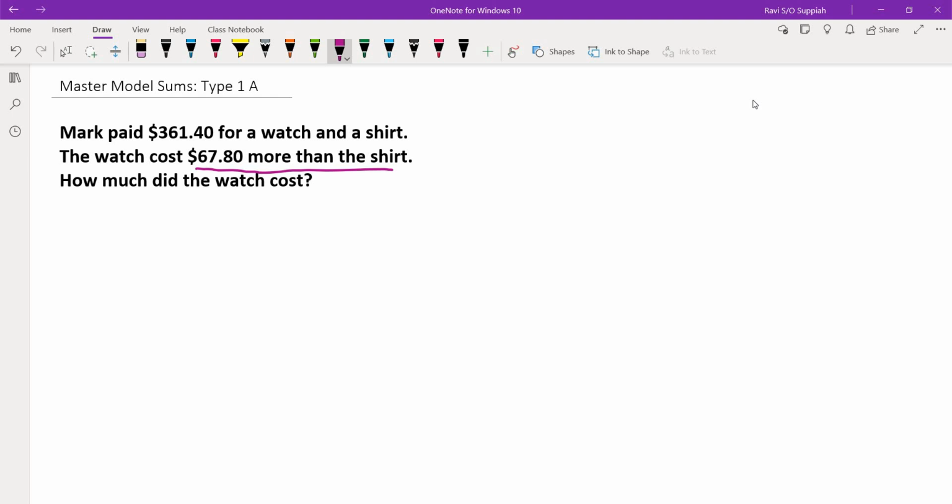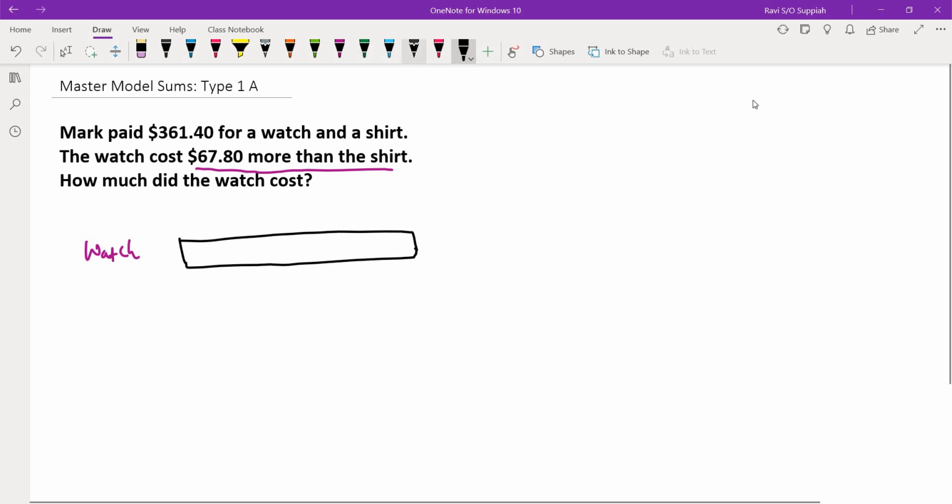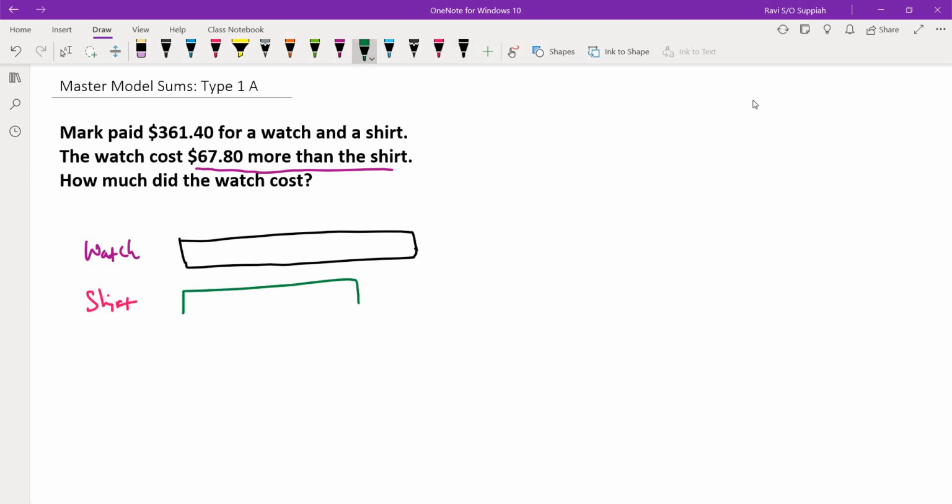Alright, so when we draw the model, we're going to draw for the watch first. So this is the watch, and since we know that the watch costs more, we're going to draw a bigger rectangle or a bigger block. Now the shirt costs less. So below that we'll draw for the shirt, and we're going to draw a slightly smaller rectangle over here.